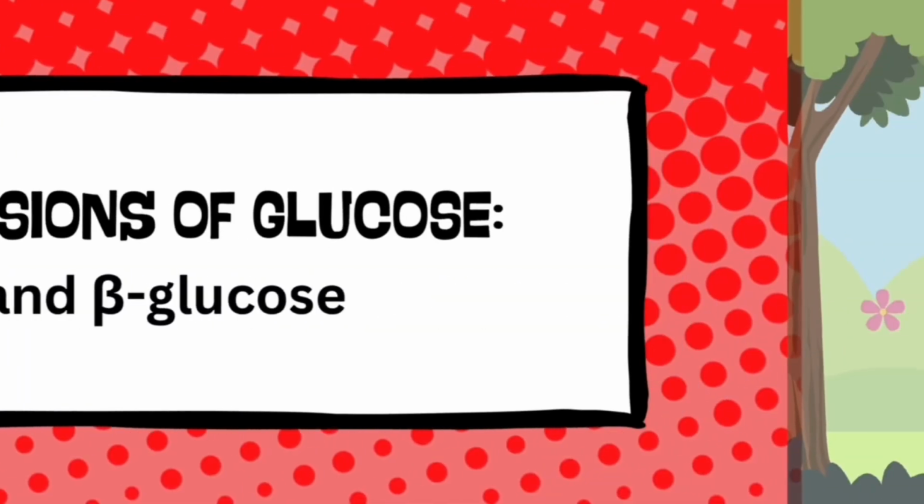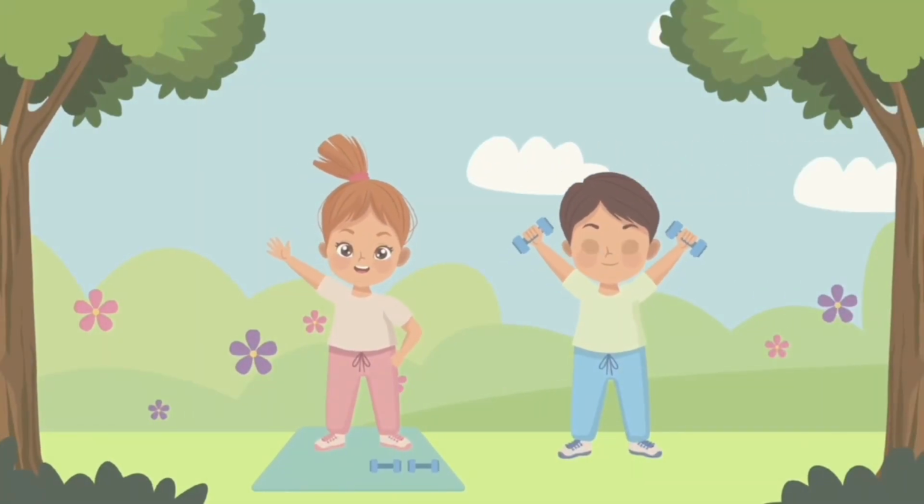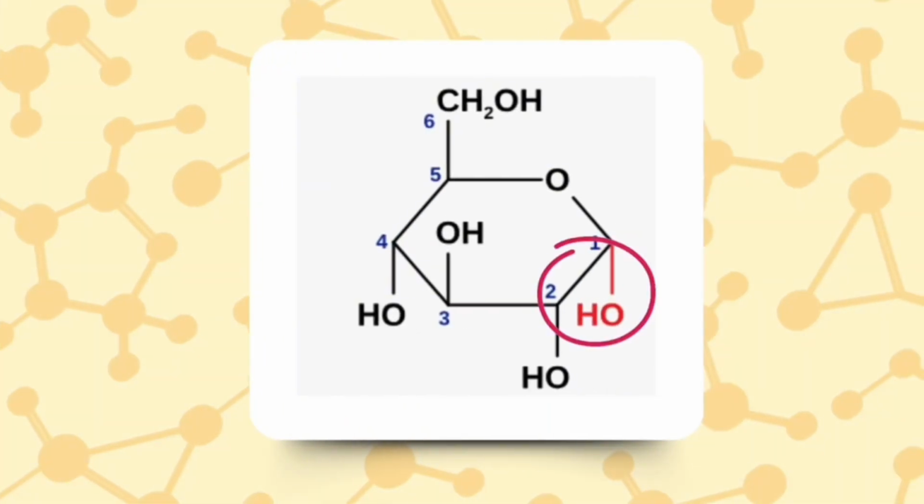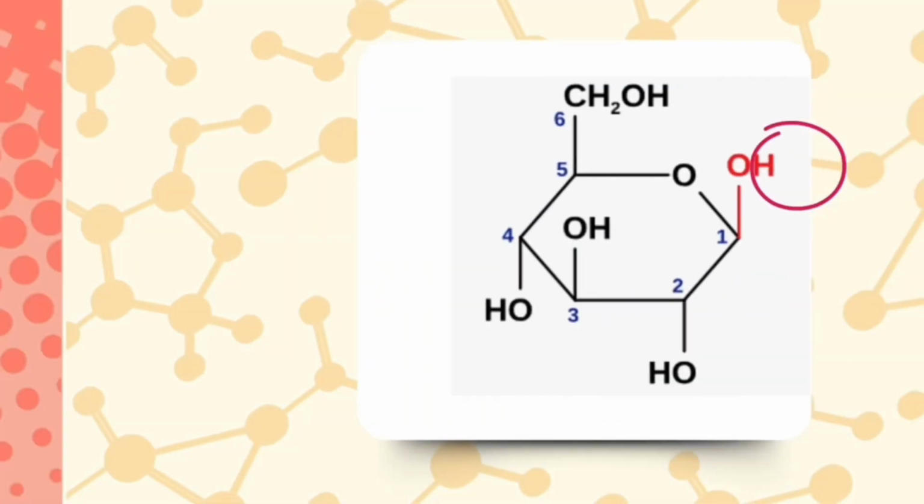So, here's something even cooler. Glucose itself has two versions. We have alpha glucose and beta glucose. They're like twins with slightly different hairstyles. The only difference is the position of one OH group on the first carbon. So in alpha glucose, the OH points down, and in beta glucose, it points up.